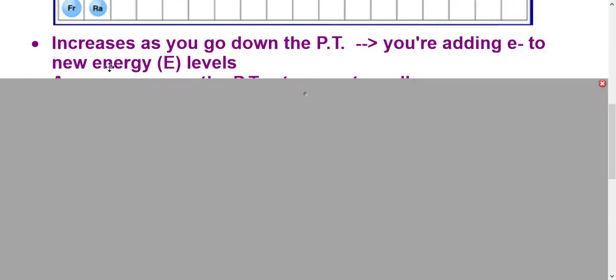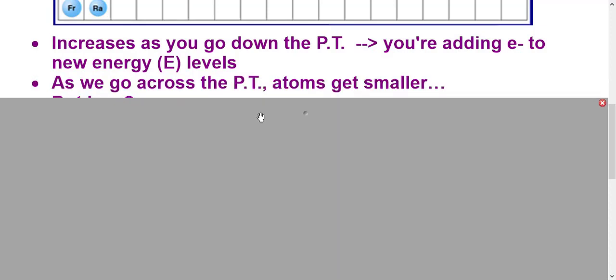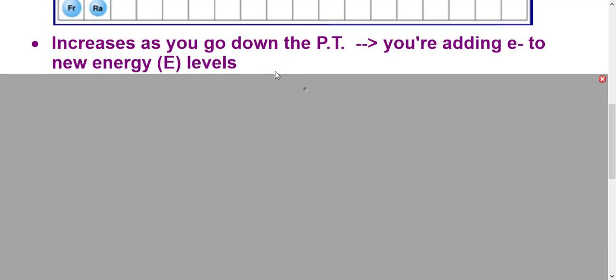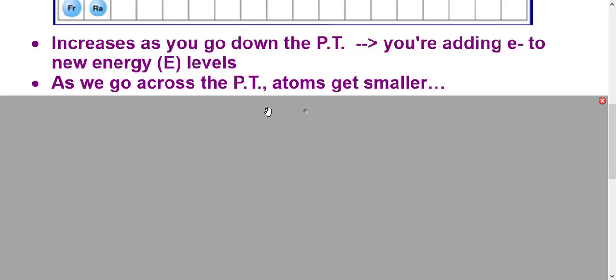So as you go down the periodic table, you're adding electrons to new energy levels. Those electrons are getting further and further away, so you would expect the size to get bigger. That one should be a no-brainer. Electrons are being added to new energy levels, the distance is further away, it's going to be bigger. However, as we go across the periodic table, atoms get smaller.